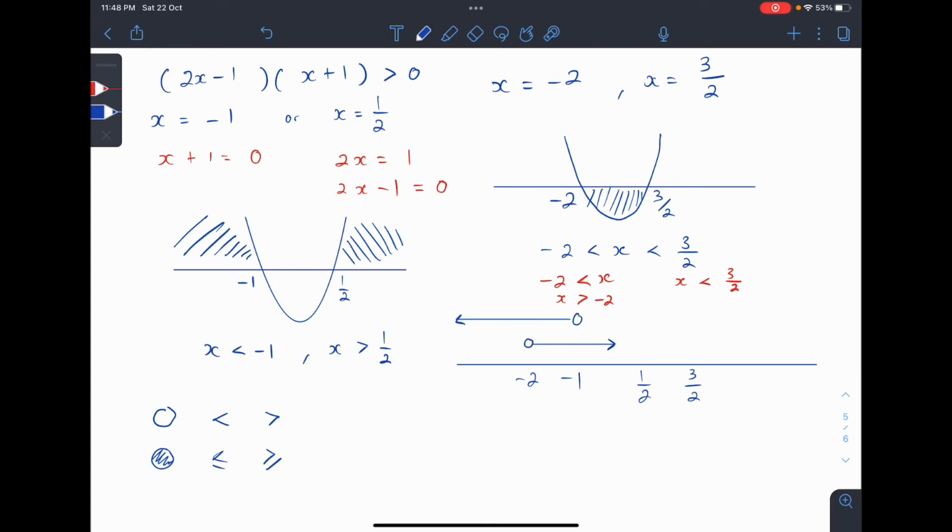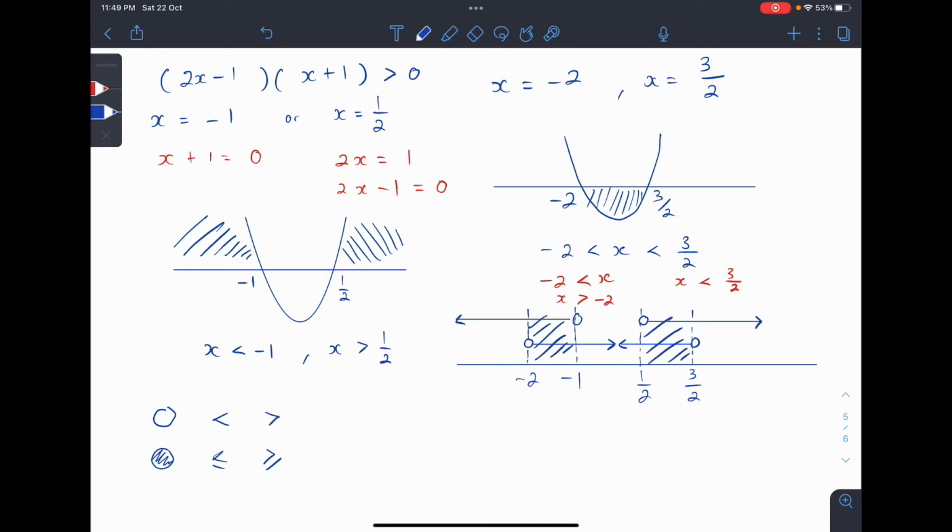x is greater than 1/2. So empty circle again, go to the right. Okay, so because it's greater than we go to the right, less than we go to the left. So x is greater than 1/2, go to the right, and x is less than 3/2, so empty circle, go to the left. Now, if you look over here, both of them have overlapping parts right here.